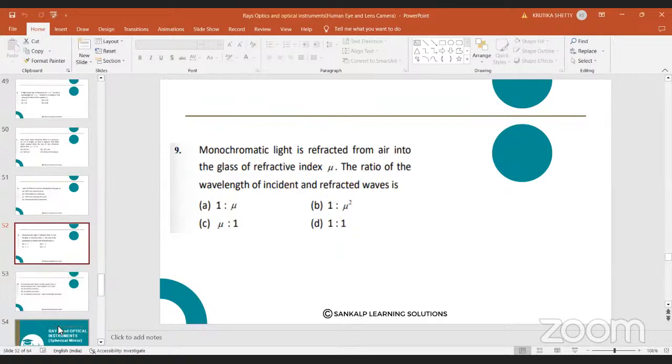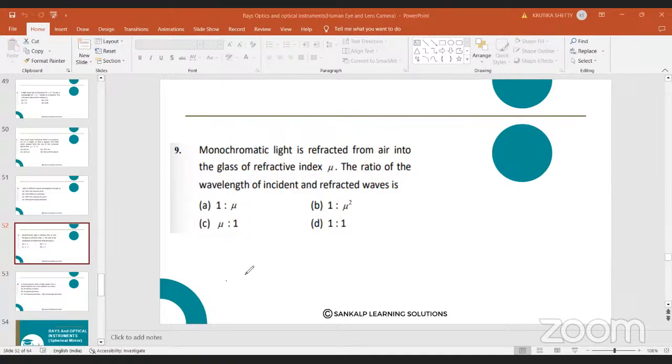Next question. Monochromatic light is refracted from air into the glass of refractive index mu. So what is happening here? Monochromatic light. So monochromatic light means what? They are having the same frequencies, we can say. Air to glass, the refractive index is mu. The ratio of wavelength of incident and the refracted waves is, okay, many students are saying option A. Let us see how it comes.